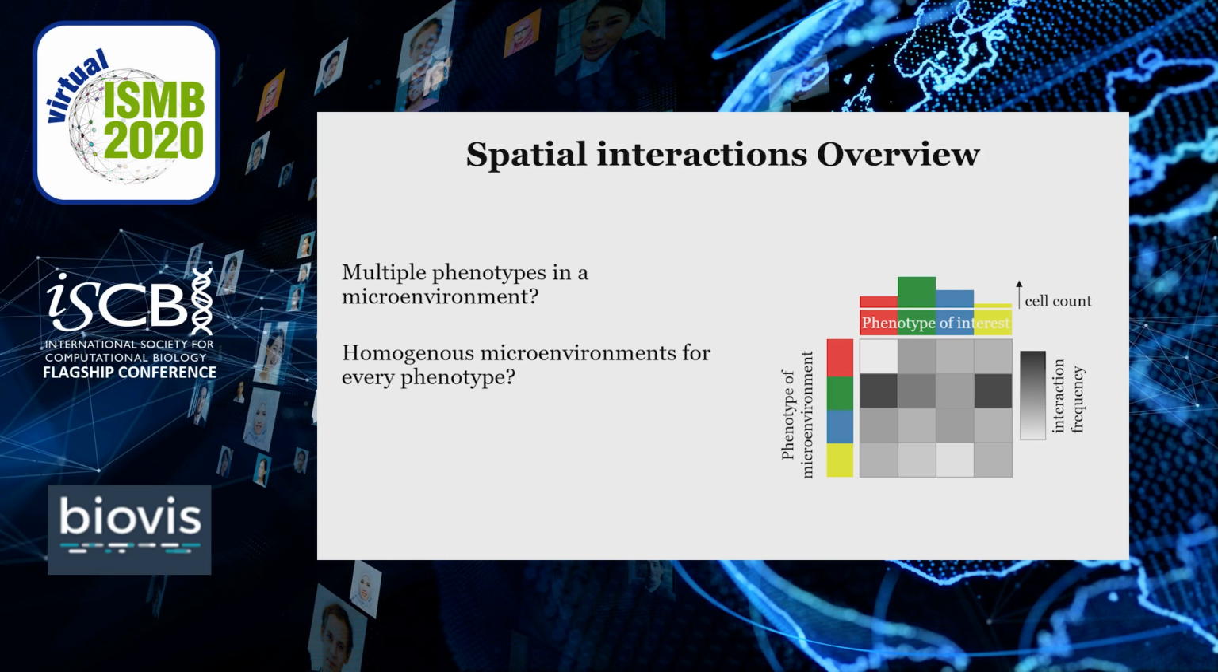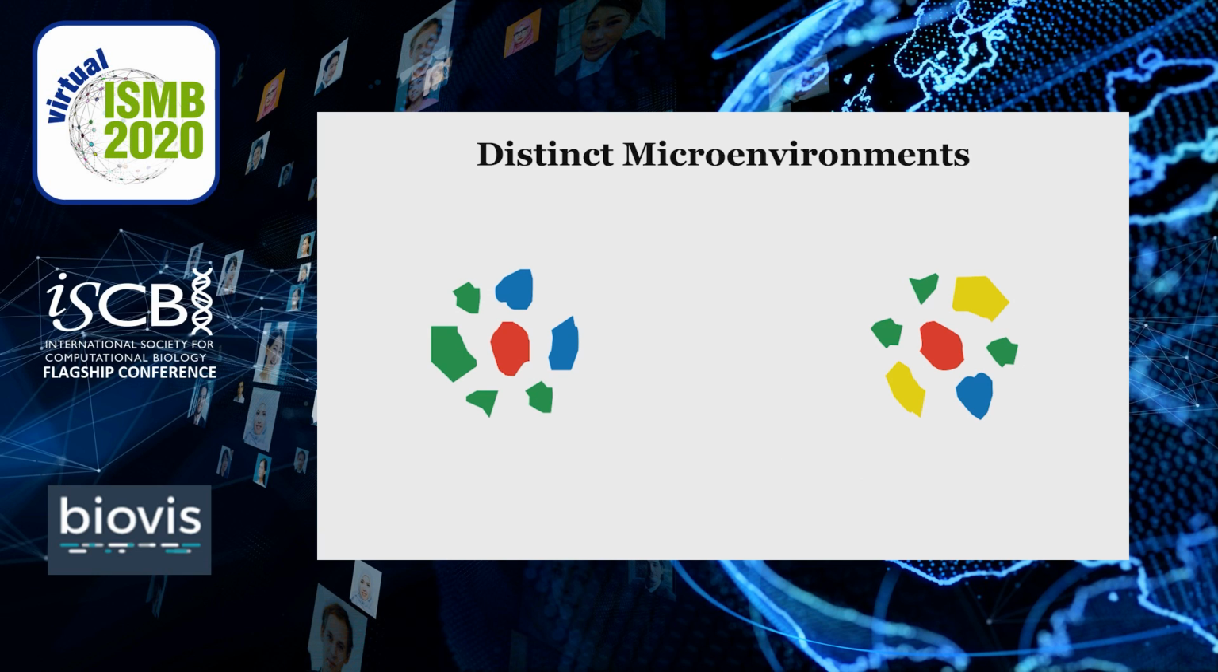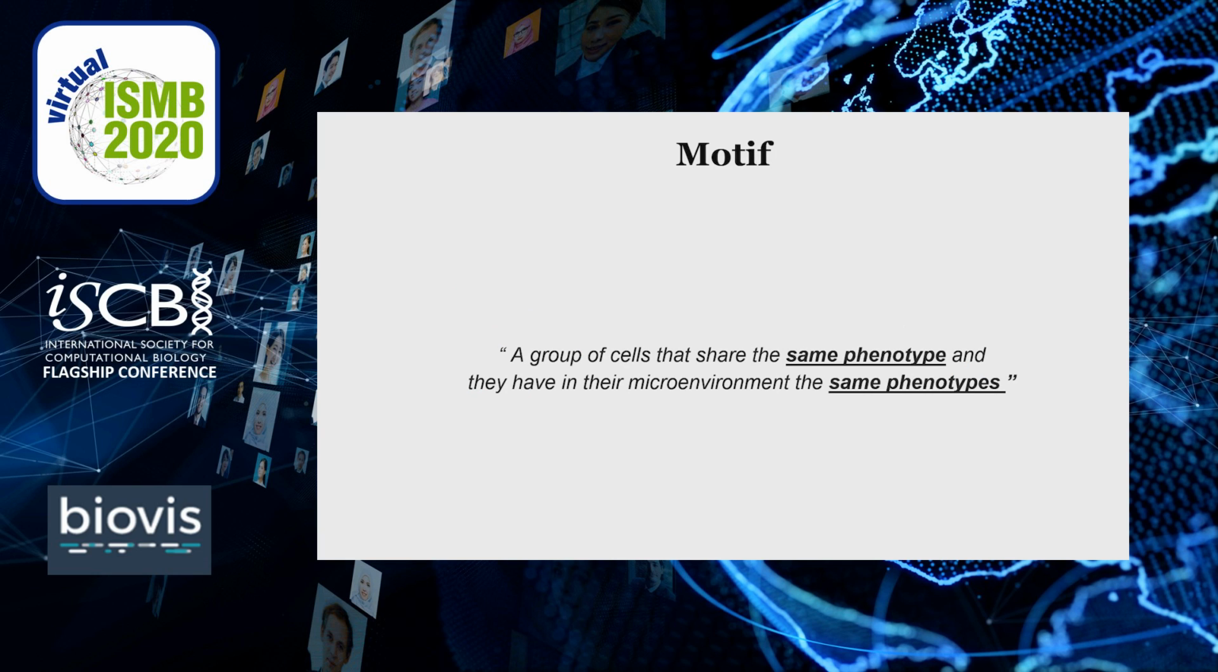In order to answer such questions, we thought to map all the distinct microenvironments. Here we can see the example of 2 distinct red cell microenvironments. One has in its microenvironment blue and green cells, and the other yellow, green, and blue cells. In order to group all the cells with the same microenvironment, we use a modified version of the mathematical concept of motifs. We define that specific type of motif as a group of cells that share the same phenotype and they have in the microenvironment the same phenotypes.